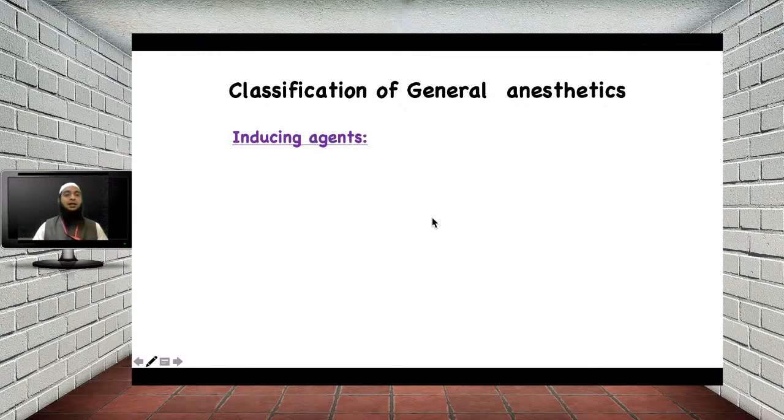The third important category is inducing agents. We have seen the different ideal properties of general anesthetics, especially for the anesthetist, the patient and the surgeon, in the last lecture. Now suppose any general anesthetic does not have one of the ideal properties, then to compensate for that you use additional drugs. Those additional drugs are used to get the good properties of the general anesthetic, or to produce ideal general anesthesia, and they are called inducing agents.